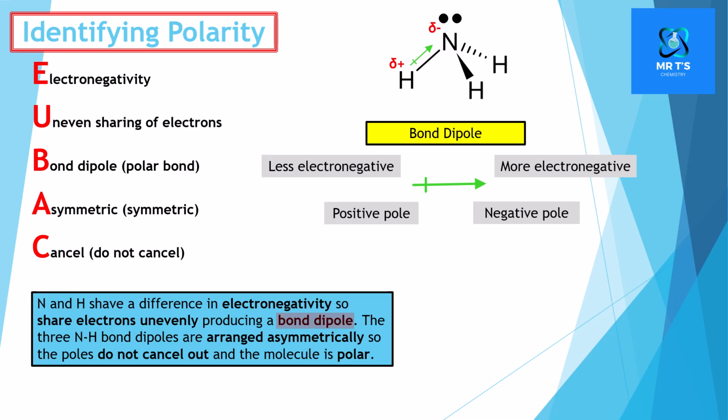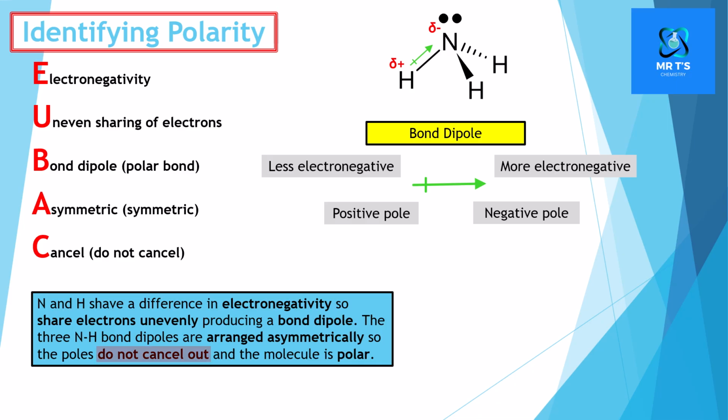It's part of a polar bond. But if we just keep using the word bond dipole, our language is going to be a bit more precise. So the 3 NH bond dipoles are arranged asymmetrically. Now in here you might want to say, because this is a trigonal pyramid shape. I didn't put it in here, but depending on the situation, it might say the shape. You'll put the shape in here. So because these 3 bond dipoles are arranged asymmetrically, they do not cancel out.